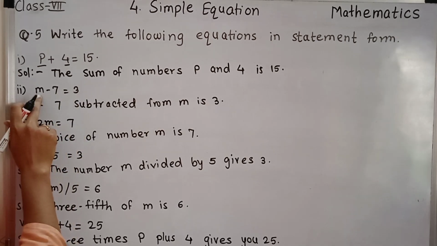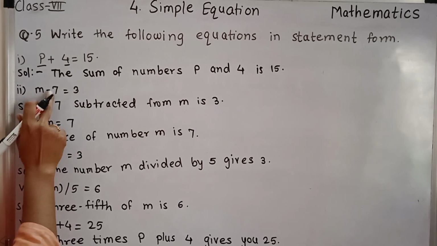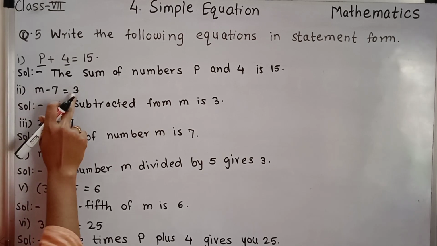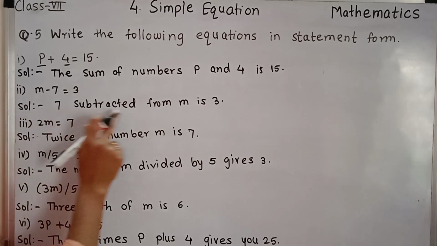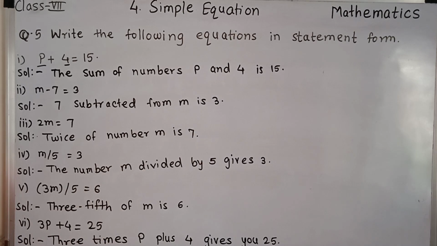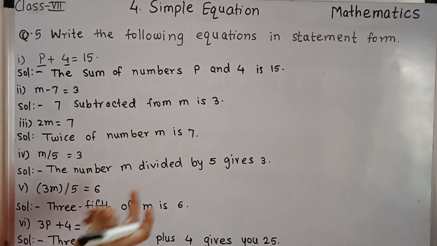So 7 is subtracted from m. Here what we have done, 7 is subtracted from m gives us 3. So 7 subtracted from m is 3. Yes, you can write "gives us 3" or "is 3", whichever you feel is easy.